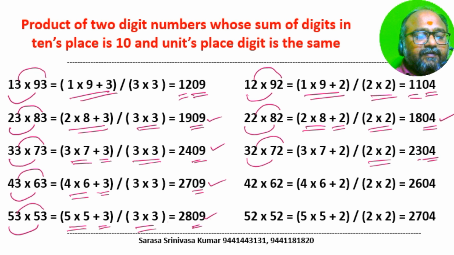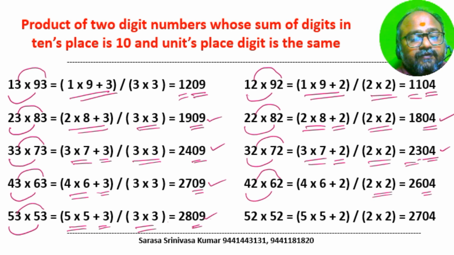Multiply the digits in tens place 3 into 7 and add units place digit 2. 21 plus 2 is 23. So 2304 is the answer. Multiply the units place digits 2 and 2, 04. Multiply the tens place digits 4 and 6, 24 and add units place digit 2. 24 plus 2 is 26. So 2604 is the answer.